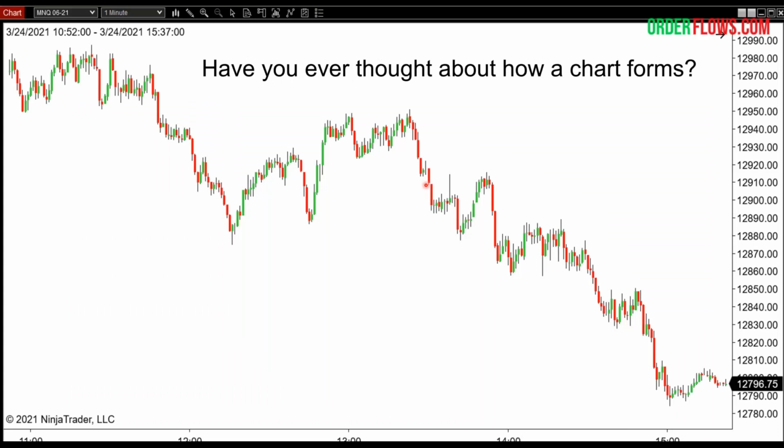So your normal bar chart, right? This is what most people look at when they come to the markets. Everyone's familiar with the normal bar chart, but have you ever thought about where that information comes from? Why does the market stop here and reverse up here? Most people don't really get to that point. They just see that the market opened at this price, closed at this price, had a high and a low here, but they never really think about how it's formed.